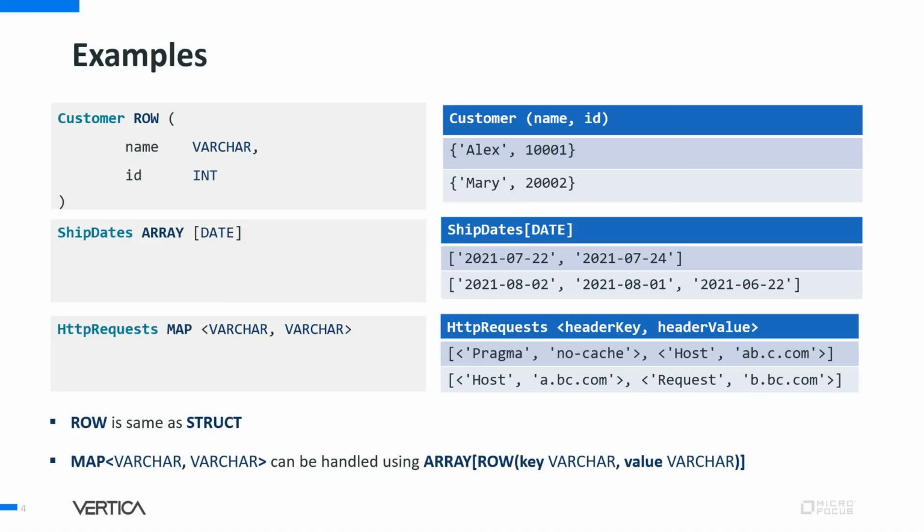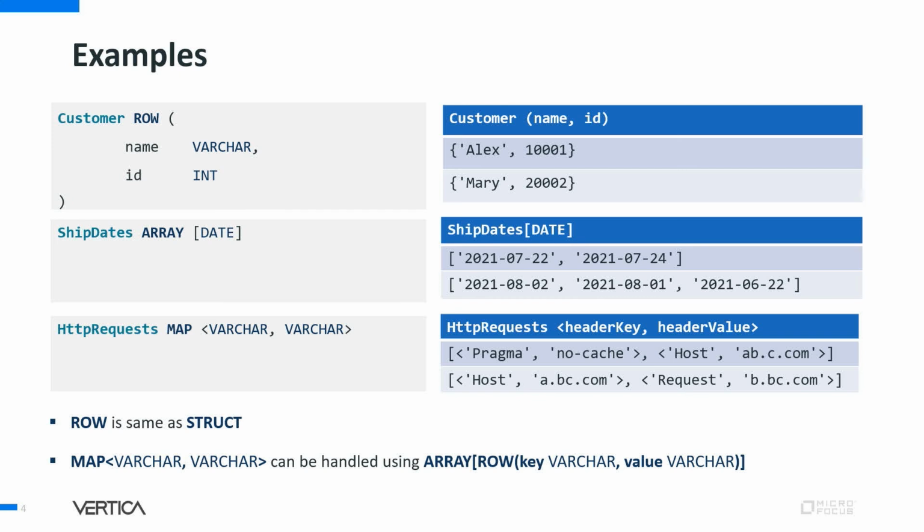I always like to start with some examples. Here we'll look at three flavors of complex type: row, array, and map. A row type is a list of named fields. Sometimes these would be called struct, especially if you're using an imperative programming language. Our example here, customer, is a row type that has two fields, a varchar field named name and an integer field ID. Next on our slide is the array type, which is a collection of homogeneously typed elements.